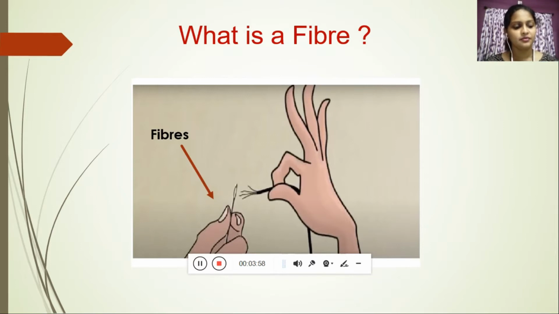So these are different colors of yarns. Clear? So now I know what a fiber is, what a yarn is, and what a fabric is. I hope you're clear till here. Moving on.